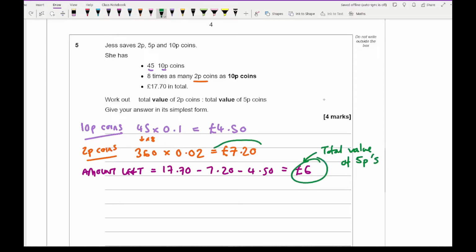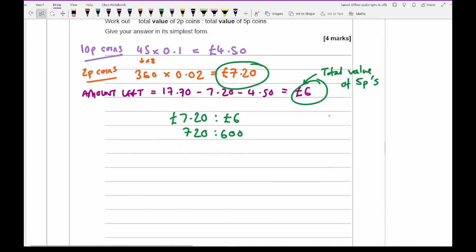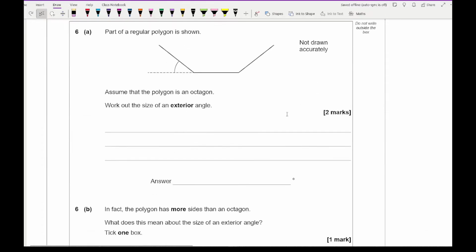So then all I need to do is write those two amounts as a ratio. So that's £7.20 to £6. And again, I'm going to convert it into pence because we don't like decimals in ratios. Then all that's left for me to do is simplify this ratio, which I can do using the fraction button on the calculator, but ultimately it's going to be 72 to 60. You can then simplify any which way you want, but it should simplify to give you 6 to 5.